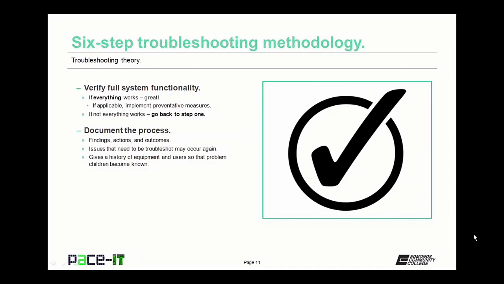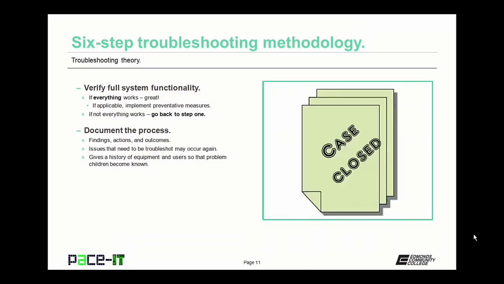After you have executed your plan, you need to verify full system functionality. If everything works, great. This is where, if it's applicable, you implement preventative measures to prevent the problem from occurring again. If full system functionality has not occurred, well, that's not quite so great. Now you need to go back to step 1. But let's talk about if everything was fully functional. This is where you need to document the process. This is where you document findings, actions, and outcomes.